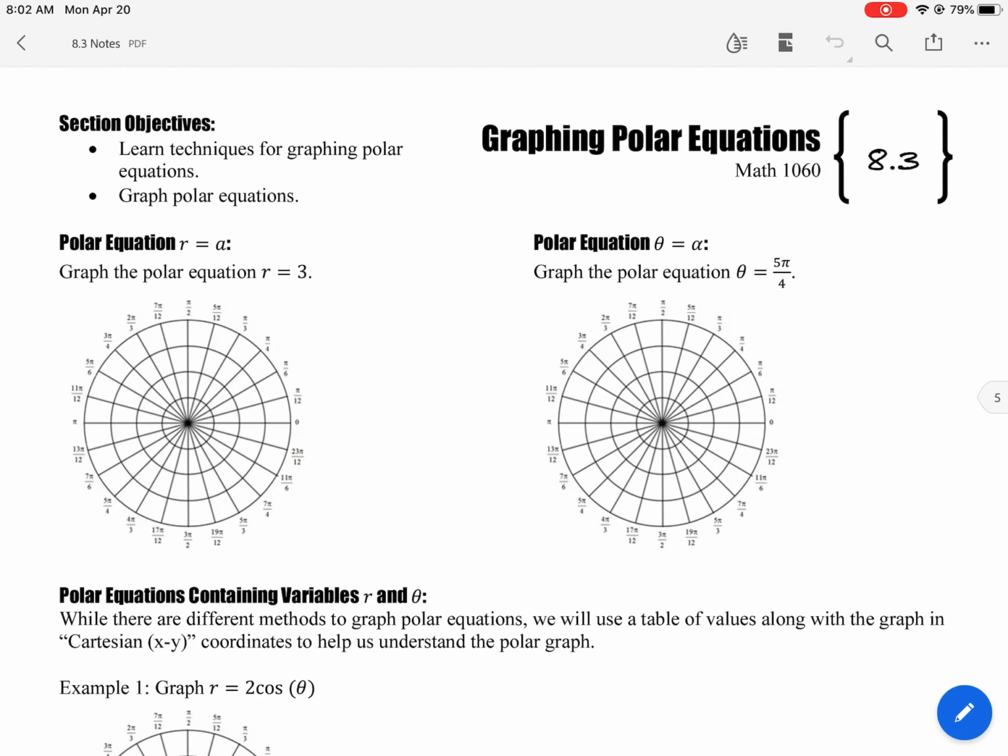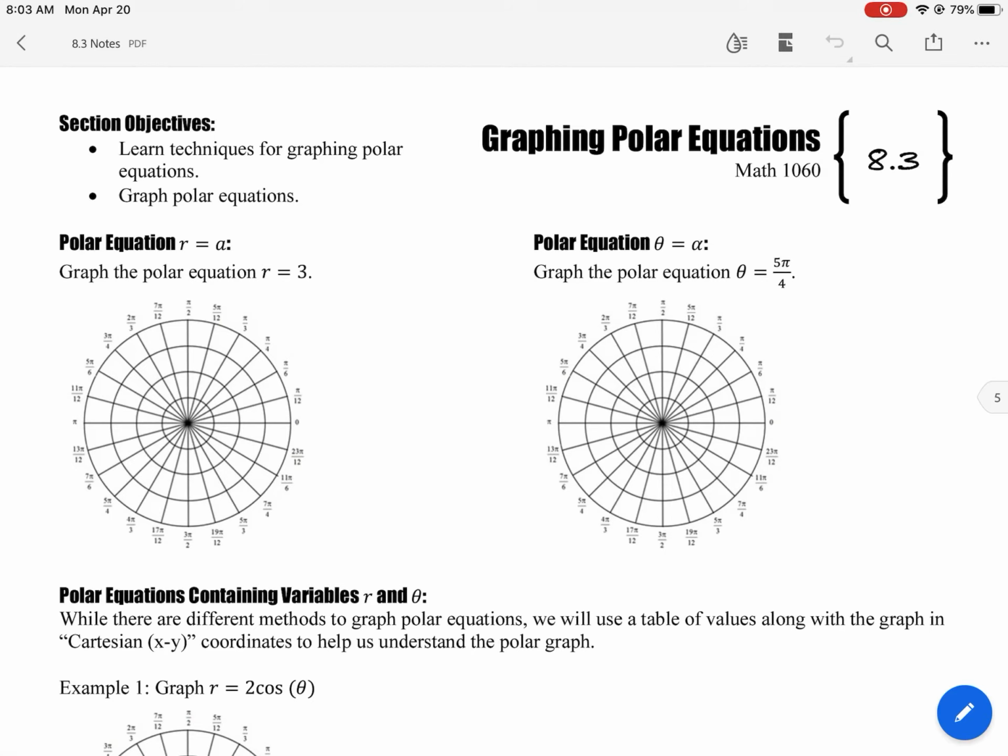Okay, today we're going to talk about graphing polar equations. So let's start off and think about what we did last time. Remember, polar graphs have a radius from some center, which they call the pole, and then have some angle. So let's look at two polar equations.